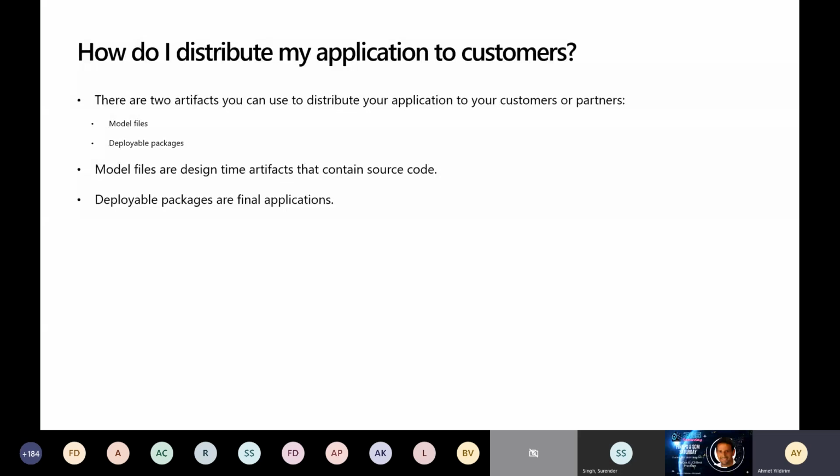Deployable packages are final applications. Use deployable packages with customers that will not be customizing or integrating your application with other third-party models. They won't have the source code, they will only have the application. If you use deployable packages, your customer can only use or extend your application. They will not see or have access to your source code.